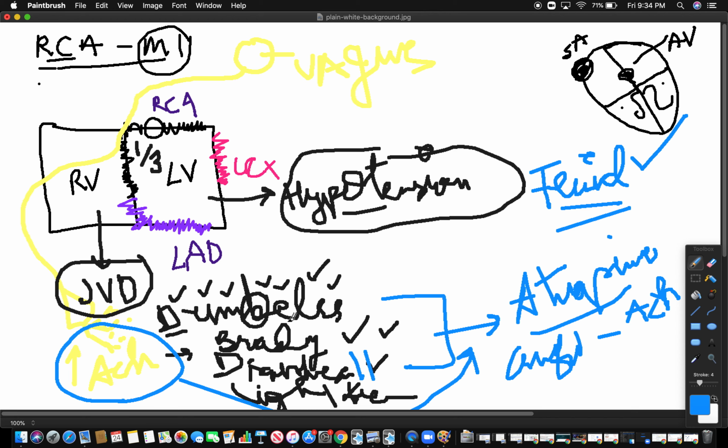How do we treat them? Fluids, fluids, fluids. We have to remember that the main treatment for right coronary artery myocardial infarction on the boards, USMLE Step 1, 2, and 3, is fluids and atropine. And that right there is right heart failure.